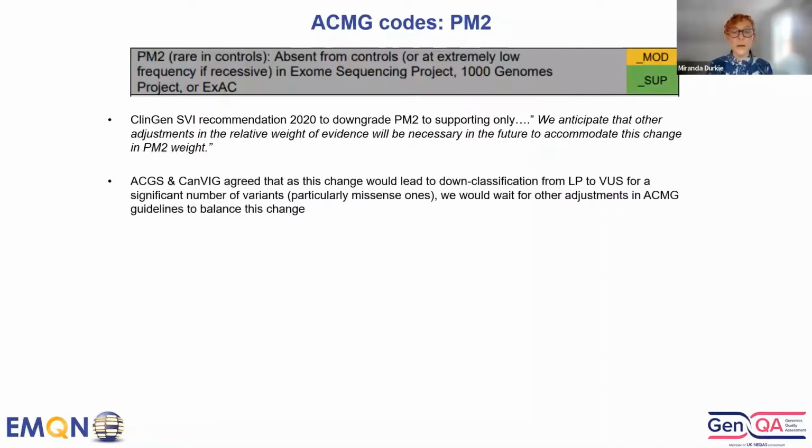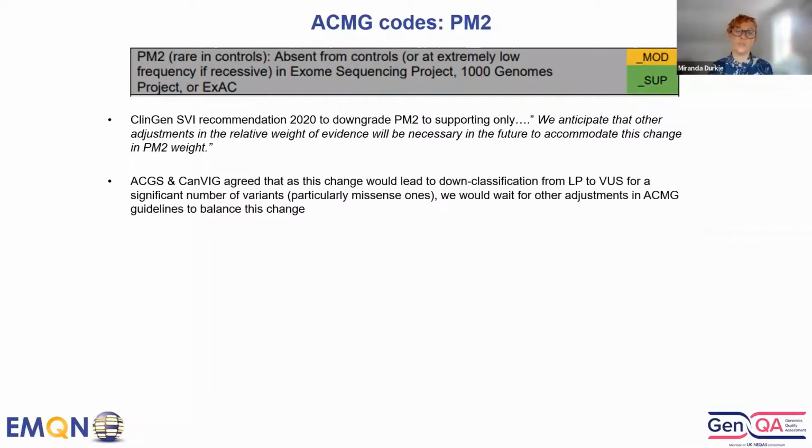Okay, so now on to PM2, which is rare in controls, and it was originally intended to be absent from controls, but from the ESP and the 1000 Genomes project. So obviously we now have gnomAD and much bigger data sets. As Andrew said, in 2020, the ClinGen SVI recommended that we downgraded PM2 to supporting only, but caveated that they anticipated that there would be adjustments in the relative weight of other evidence codes in order to accommodate that change.